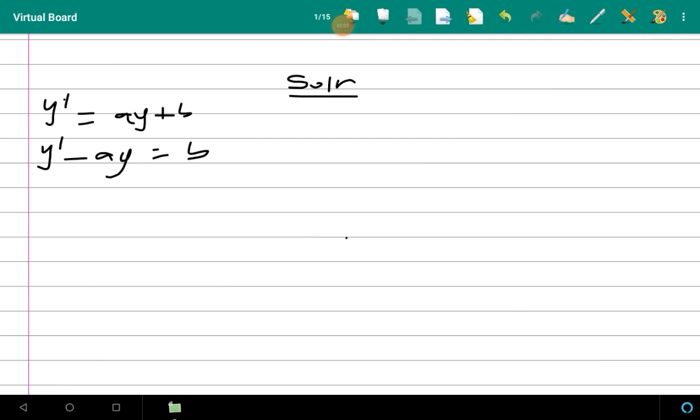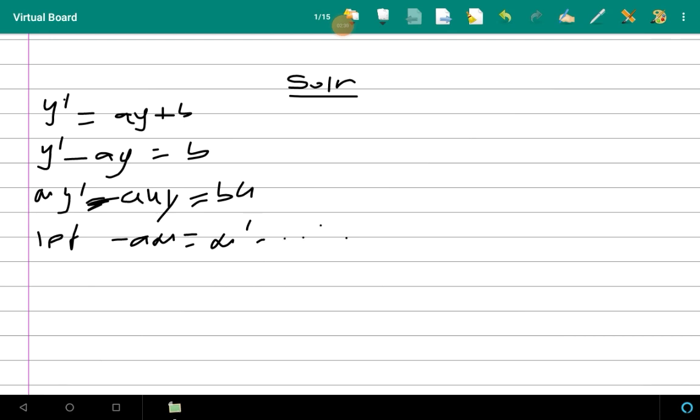Now we multiply through by an integrating factor, say u. So I multiply y prime by u, and minus ay by u. Now let negative au be equal to u prime. If that's the case, we replace it into the previous one, so I have u y prime plus u prime y equal to bu.